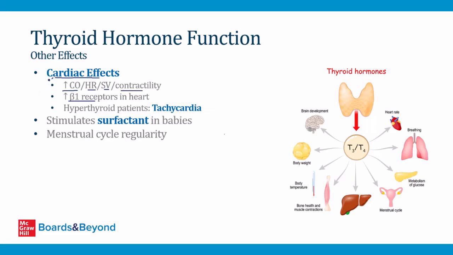And so if you know about these normal effects of thyroid hormone, then it's an easy way to understand that when patients are hyperthyroid, they're usually tachycardic, and that's because of these effects. Some other things thyroid hormone does: it stimulates surfactant production in babies. So hypothyroidism in babies is very rare, but it can be very life-threatening because babies need thyroid hormone to make surfactant. Thyroid hormone is also important for regulating the menstrual cycle. So women who develop hypothyroidism, for example, often have irregular menstrual cycles.